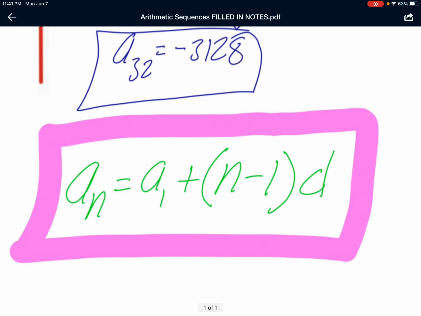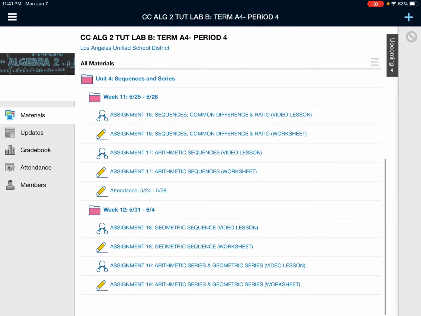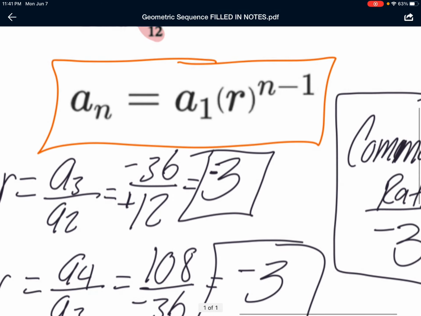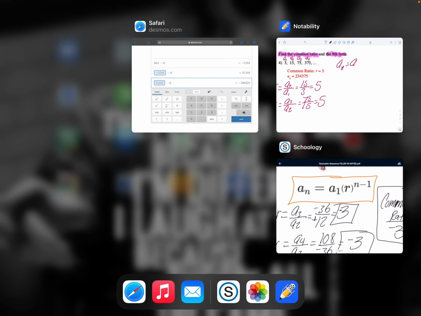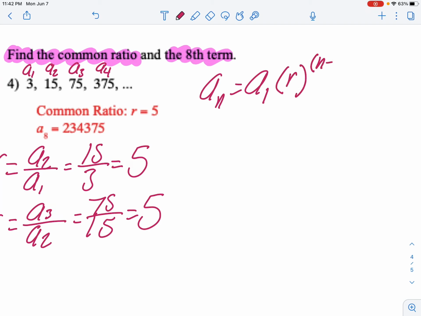So now I need to find my 8th term. So I'm going to go back here to my notes. We're going geometric sequence now. So we need to find our notes here that say, here's our formula right here: a_n equals a1 times r to the power of n minus 1. a_n means which term I'm finding. I'm finding the 8th term, so that means that n is 8.